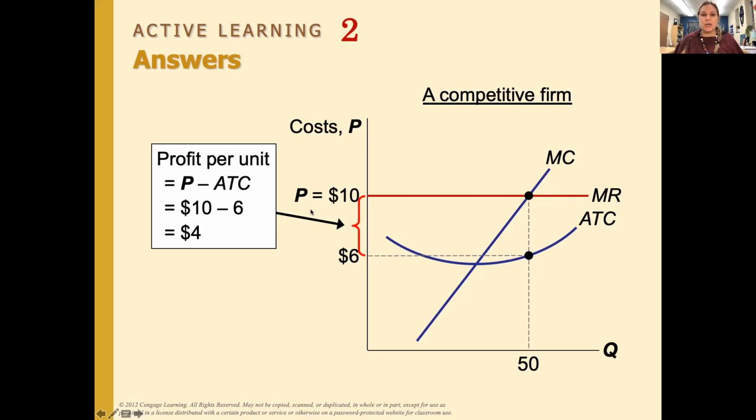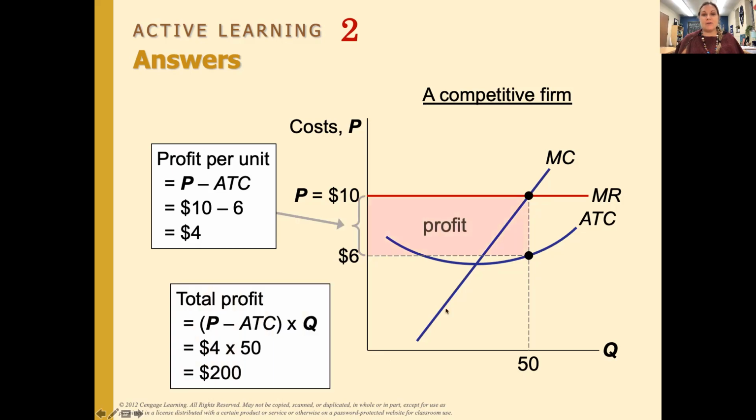So the per unit profit is $10 that I bring in minus the $6 that went out. In other words, $4. Now that's the per unit profit. So what I have to do now is multiply that per unit profit by the quantity of output that I've made, which is 50. So $4 of profit per unit times 50 units yields total profit of $200.